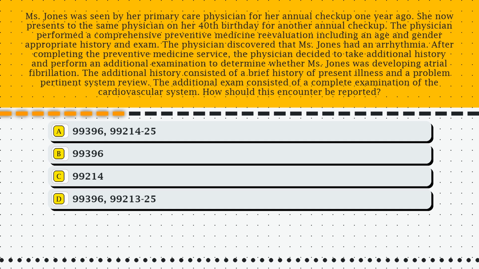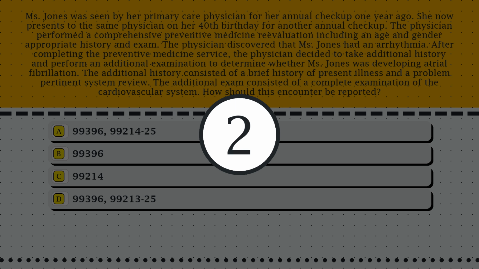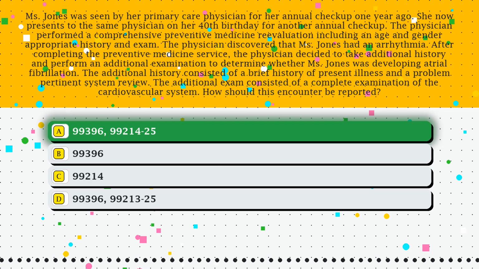Option A, 99396, 99214-25. Option B, 99396. Option C, 99214. Option D, 99396, 99213-25. The correct answer is option A, 99396, 99214-25.